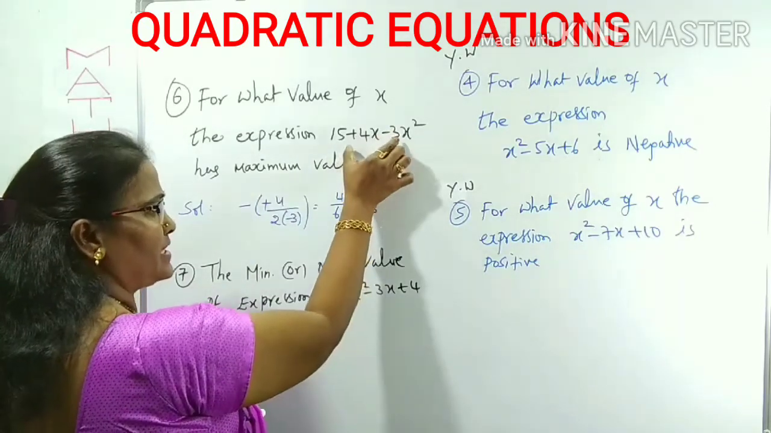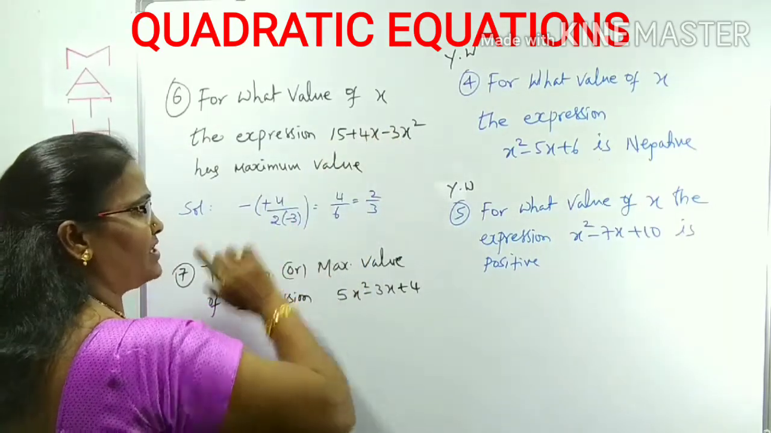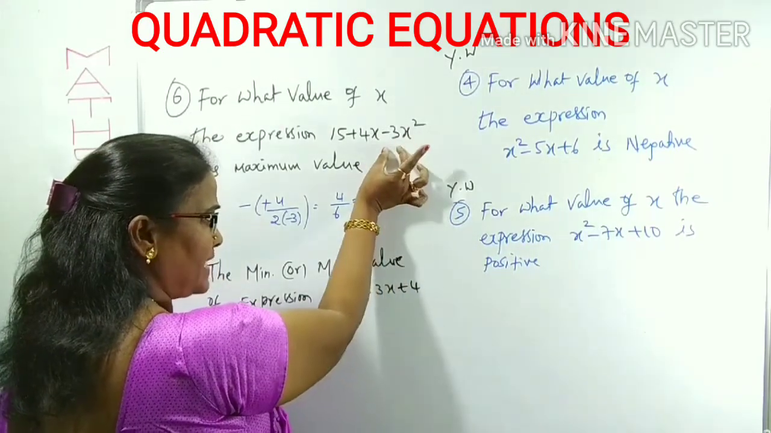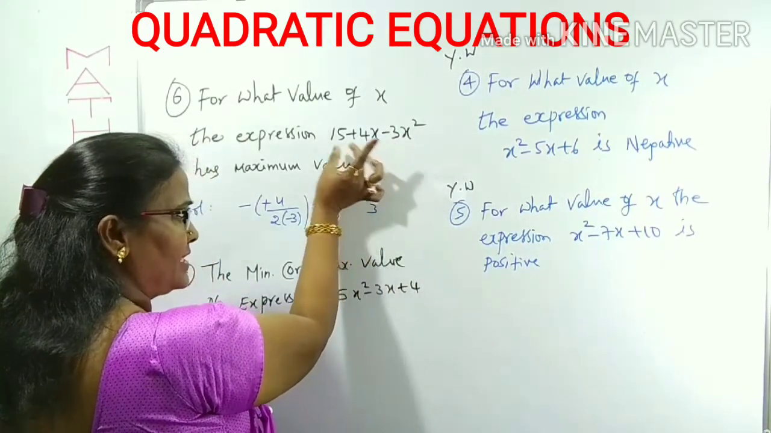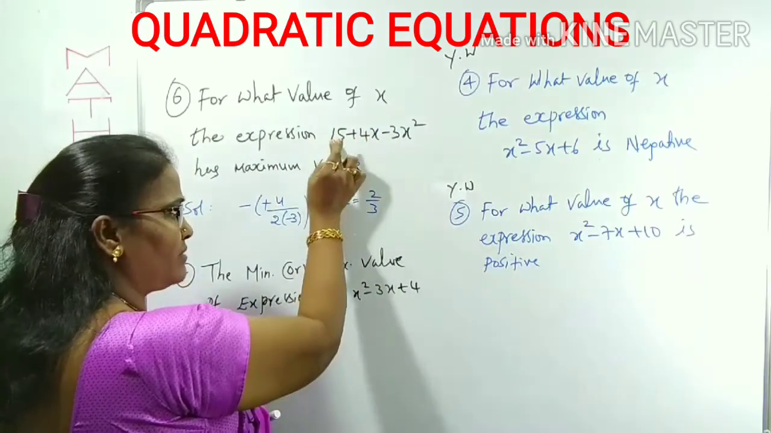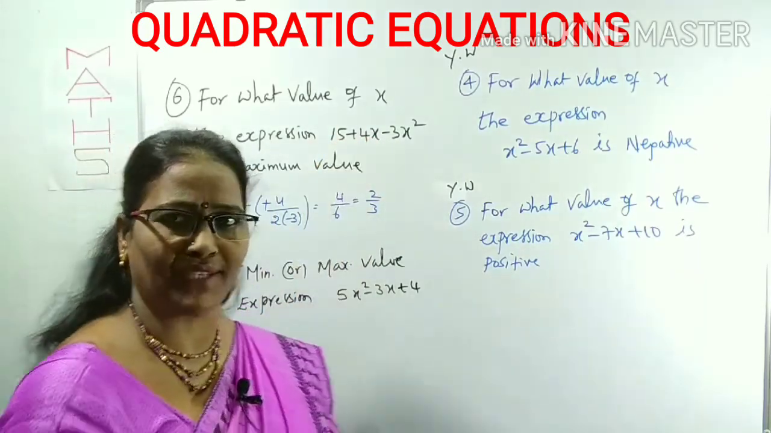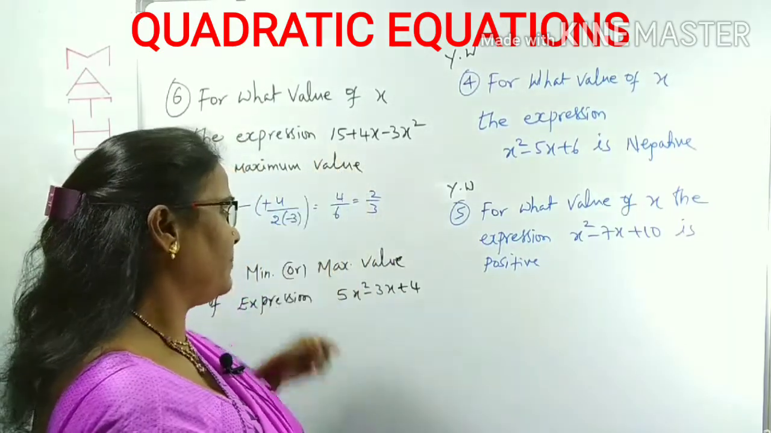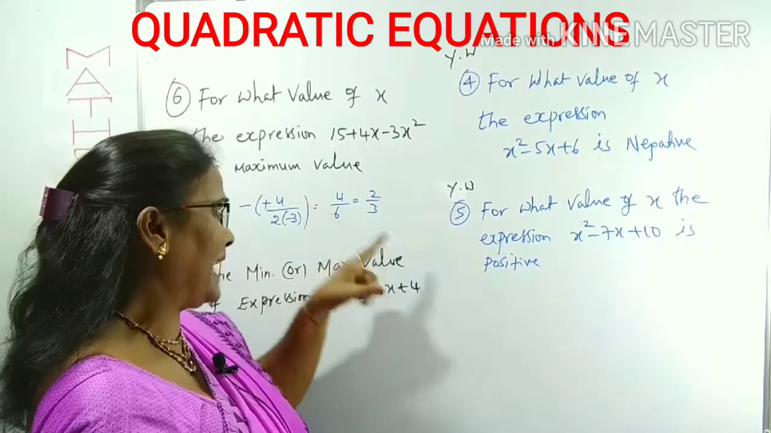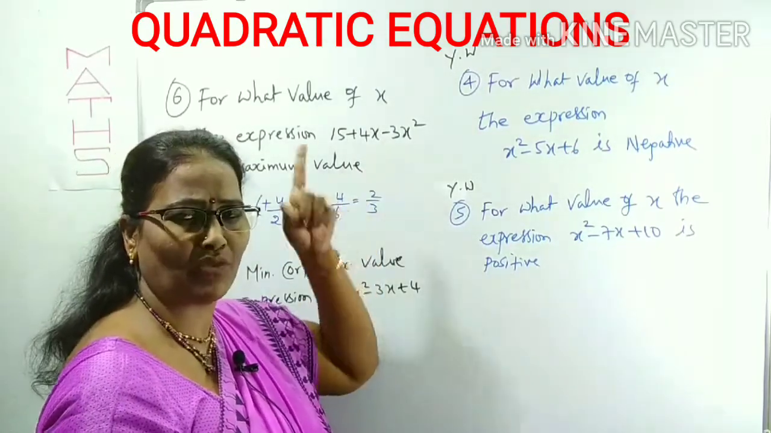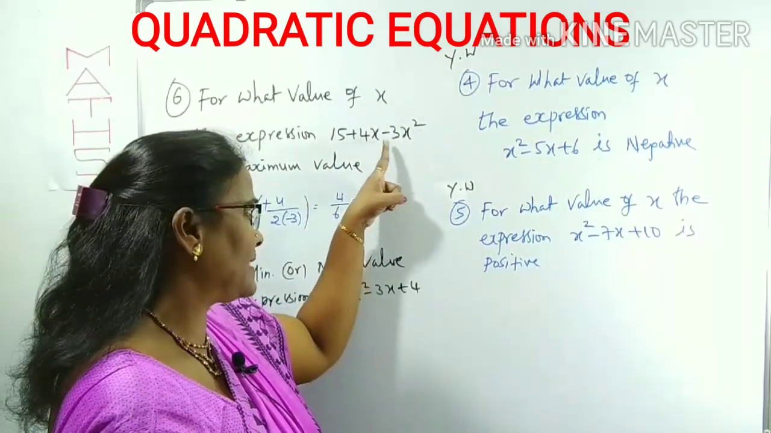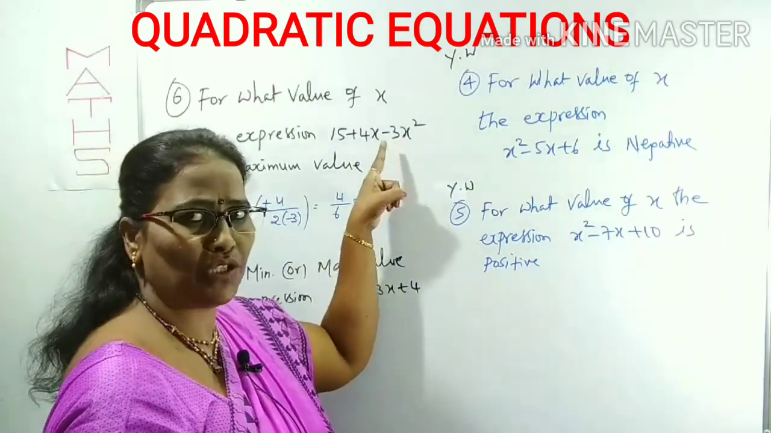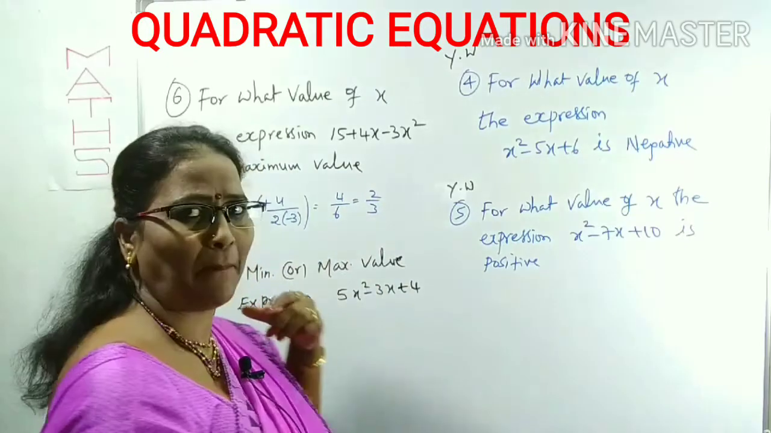How do you know whether this expression has a maximum or minimum value? First, think of the expression in the form ax square plus bx plus c. Here a is minus 3, b is 4, c is 5. Don't think a is some other term; a is the coefficient of x square. The value of the expression is a maximum when a is negative. That is one point we have to remember. If the x square coefficient is negative, the expression has a maximum; if a is positive, the expression has a minimum value.